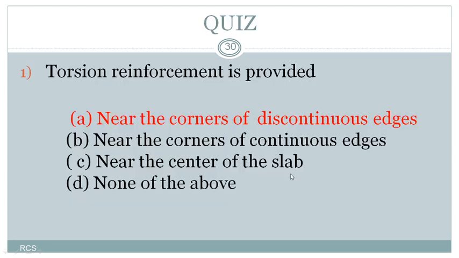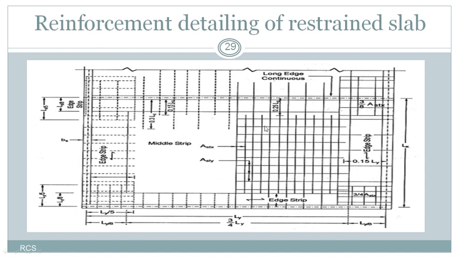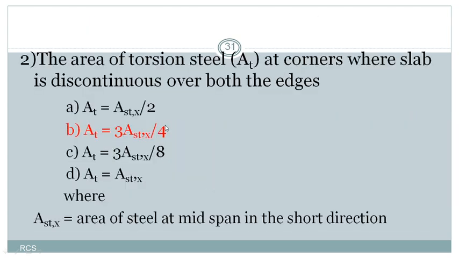And the last point says: over the continuous edges of the middle strip, the tension reinforcement shall be extended in the upper part 0.15 L from the supports, and at least 50% of the bars should be extended 0.3 L at continuous supports. So from the supports, 50% of the bars should be extended 0.15 L from the support, and the remaining 50% into the slab, that is 0.3 Lx. This is your detailing. We'll see it when we design the problem, and we'll discuss it in detail.